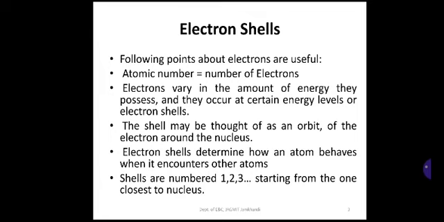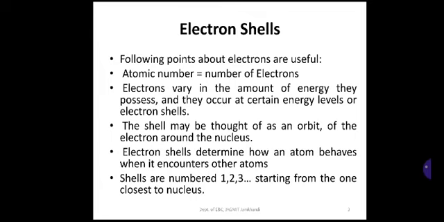Electrons vary in the amount of energy they possess, and they occur at certain energy levels or electron shells. The shell may be thought of as an orbit. So the outer orbit we have seen can be called either a shell or an orbit of the electron around the nucleus. The central part is the nucleus. It is surrounded by a shell, or you can consider it an orbit.